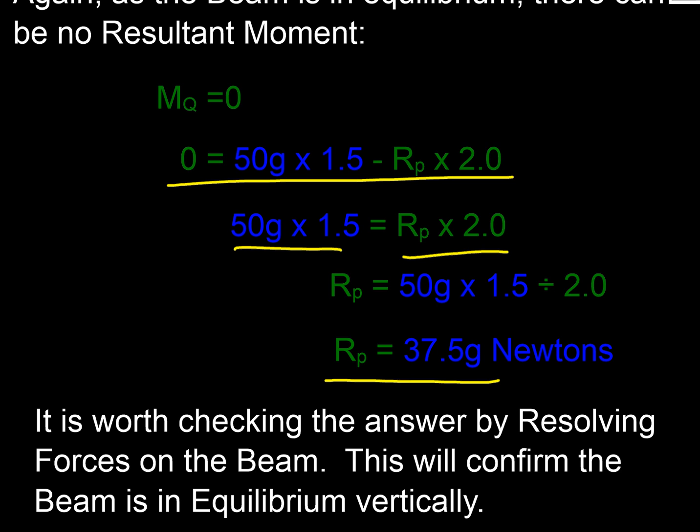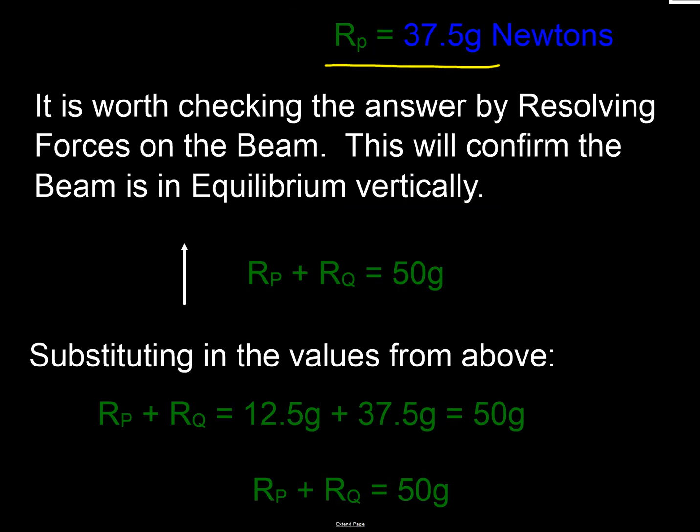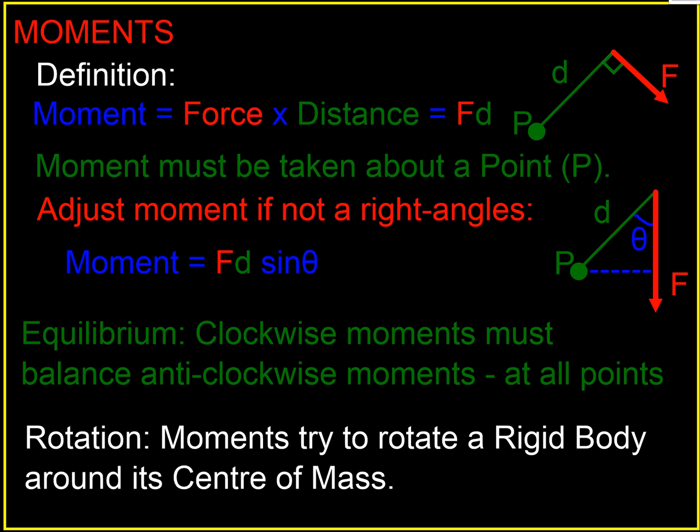Of course, it's worth bearing in mind that we should be able to check that there's no overall force. So the two reaction forces should balance with the weight of what's being supported. If we take those two values we just calculated, 12.5 and 37.5, we get 50 g. So if we've done our calculations correctly, it should be 50 g because it needs to balance the weight that's being supported. So there we are.